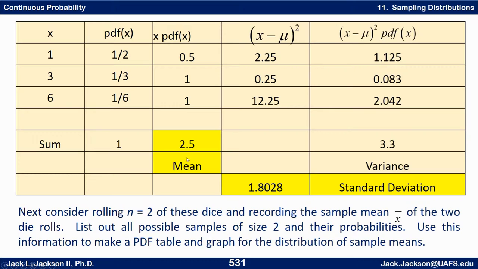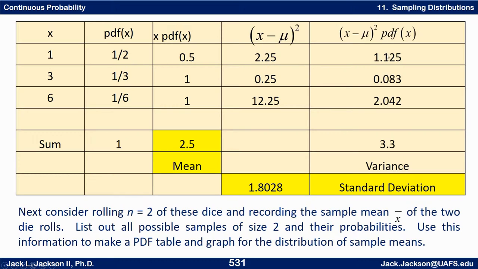To find the standard deviation, we take each x value minus the mean and square it. So 1 minus 2.5 is negative 1.5 squared is 2.25. 3 minus 2.5 is 0.5 squared is 0.25. 6 minus 2.5 is 3.5 squared is 12.25. Multiply each of these by their probabilities.